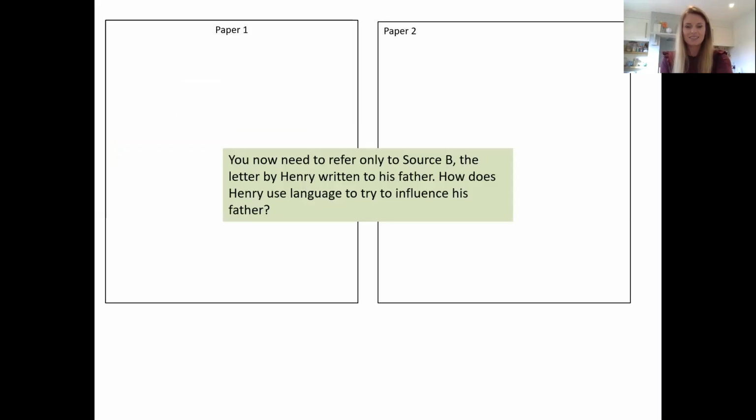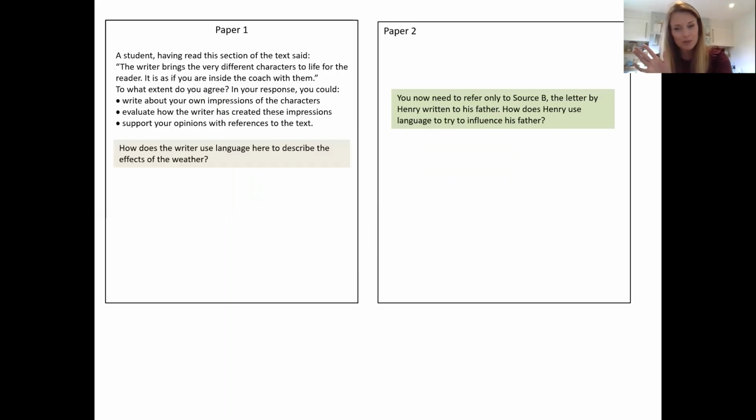Okay, next. There's a bit of a hint in the question. You now need to refer only to source B. The letter by Henry written to his father. How does Henry use language to try to influence his father? So suddenly we've got a language question again. Well, we just did a language question on paper 1. So this must be paper 2, but also it says source B, and we know that paper 2 is 2 sources. So it's got to be going on that side for paper 2.